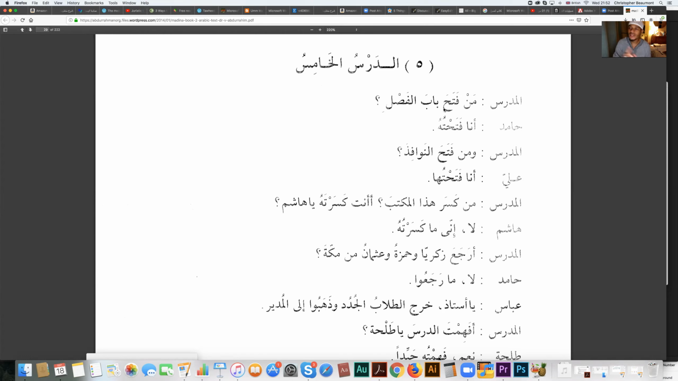Wa alamat nasbihi, and the sign of it being in a state of nasb, ya ikhwani, is al-fatha al-zahira ala akhirih, the clear fatha at the end of the word. Ikhwani wa akhawati fillah, this is why the word bab ends in a fatha. Man fataha, who opened what? Bab al-fasli, the door of the classroom.